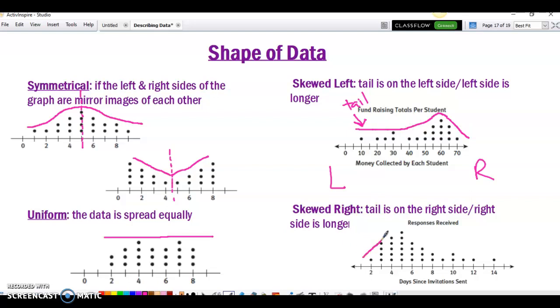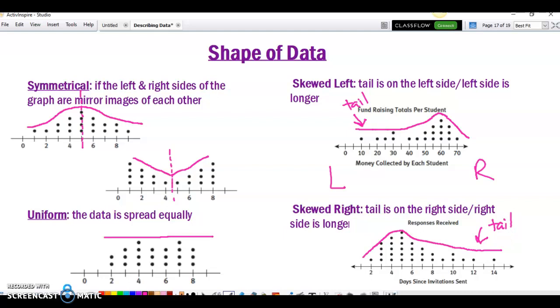This is where you're, like, say, on the last big dip on a roller coaster and you're coming on down, and that's your last part where your tail is over here. Right here you are on the roller coaster and you're coming down, whee, and we're stopping. Ride is over, your tail is on the right. We've got skewed right, okay?